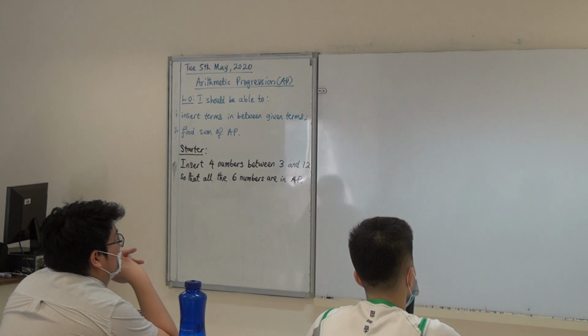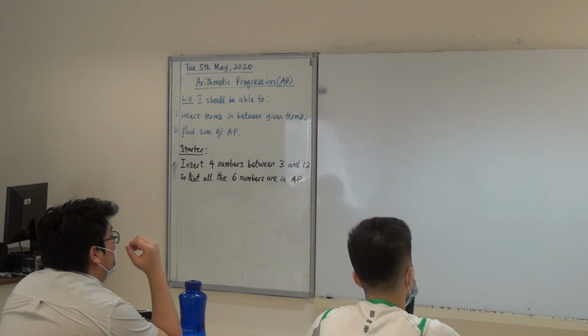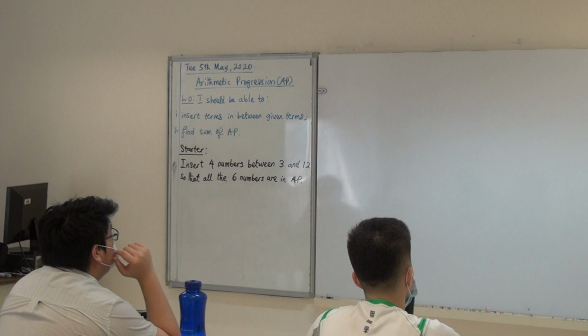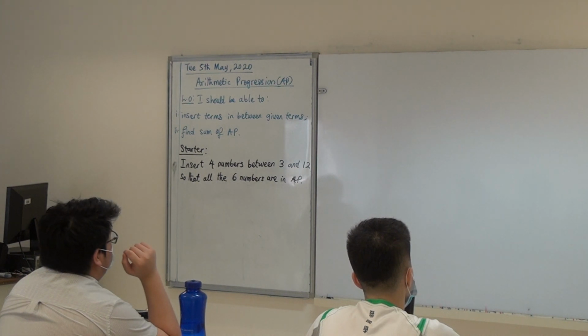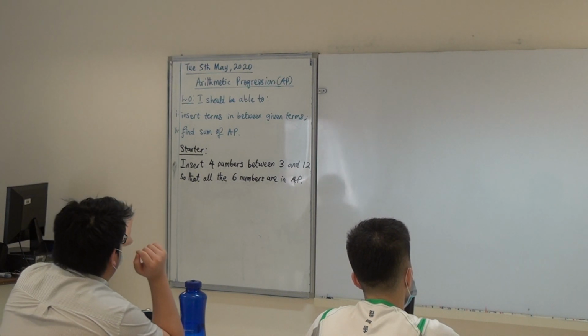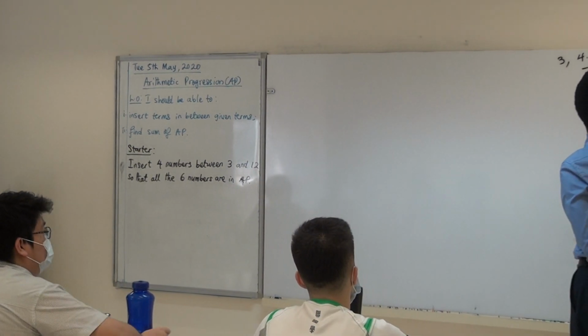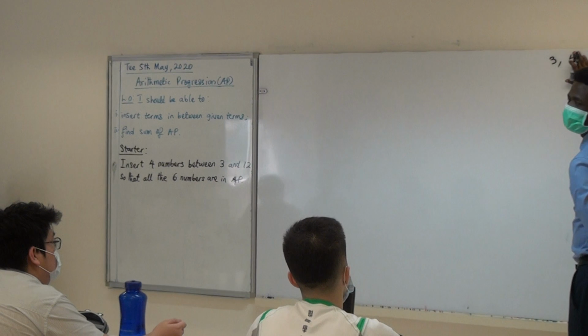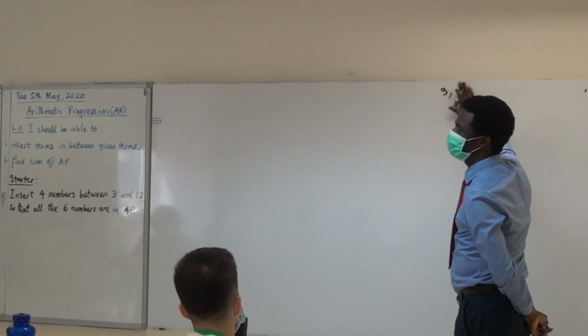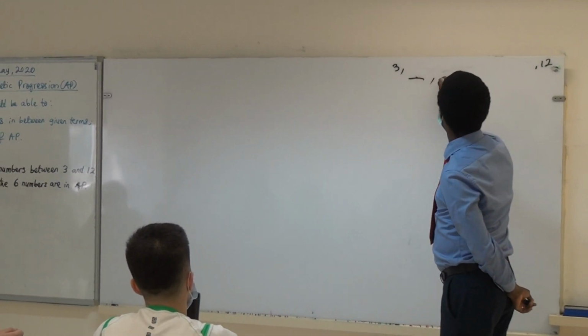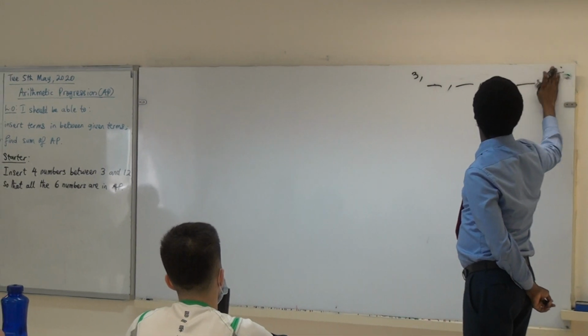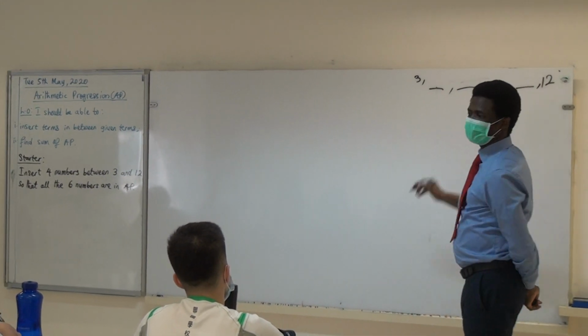That's fine. Is there a 5 in the middle? But there's like 7. I think she's right. 4 numbers. Is that 4 numbers? 1, 2, 3, 4. Oh, you inserted 5 numbers, kind of. So who has the 4 numbers? Nobody? Yes, sir.